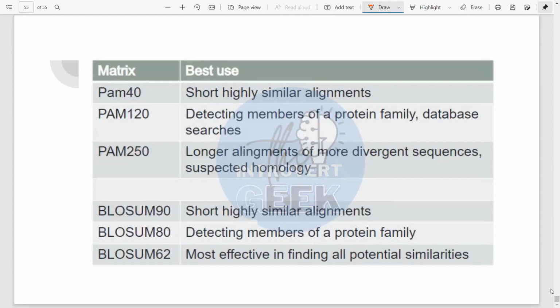And these are some commonly used matrices. For similar alignments, PAM 40 is used, BLOSUM 90 is used for highly similar, BLOSUM 62 for potential similarities, PAM 250 for longer alignments of divergent sequences, and so on. So hopefully you have understood. All you need to remember is what these numbers indicate. Most of the questions are based on these itself.